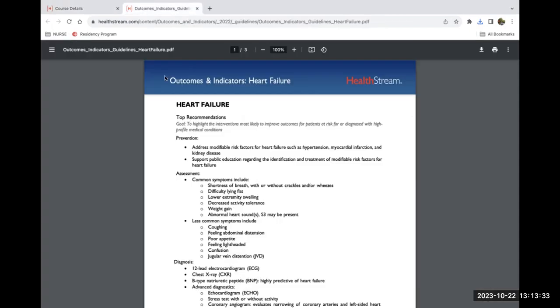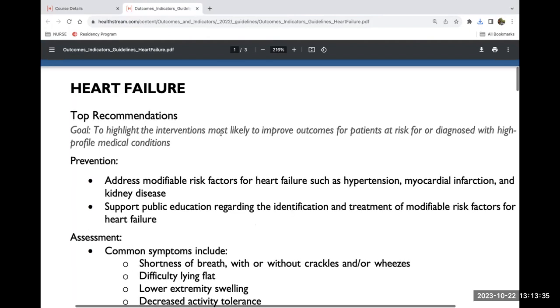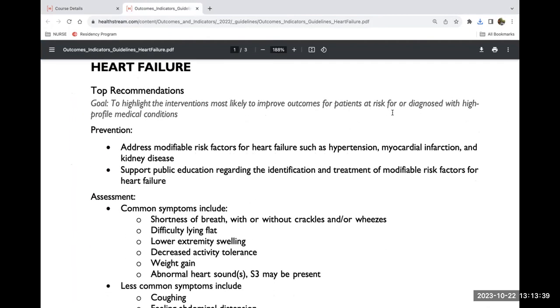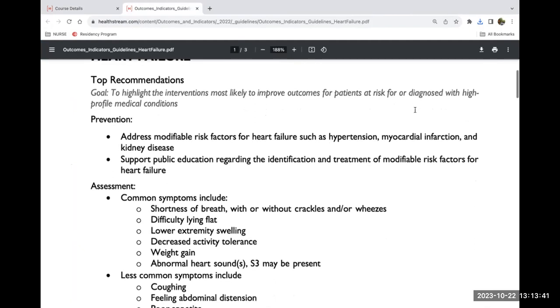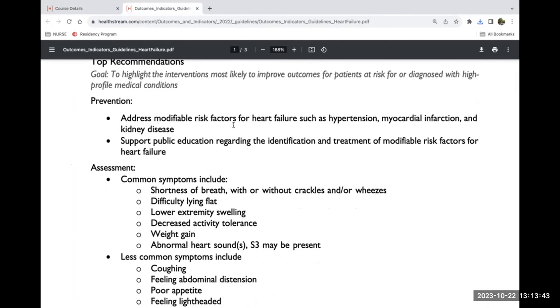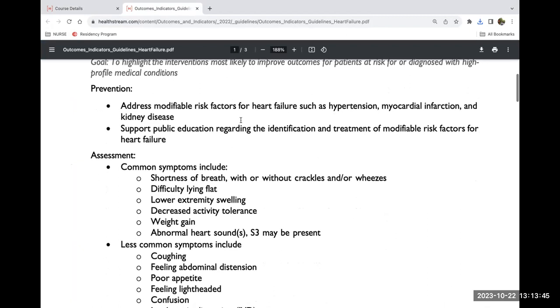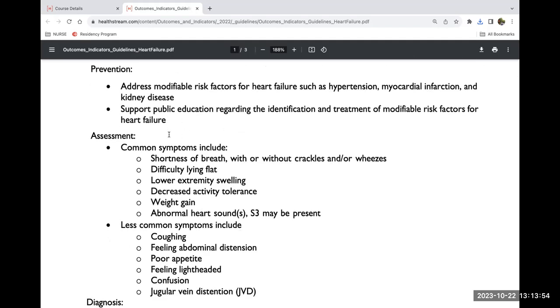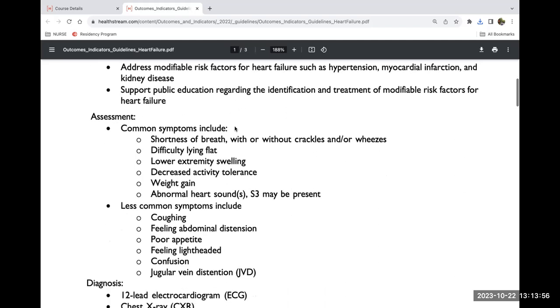All right, outcomes. Heart failure goal: other interventions most likely to improve outcomes for patients at risk for or diagnosed with high profile medical conditions. Prevention: address modifiable risk factors for heart failure, such as hypertension, myocardial infarction, and kidney disease. Support public education regarding the identification and treatment of modifiable risk factors for heart failure.